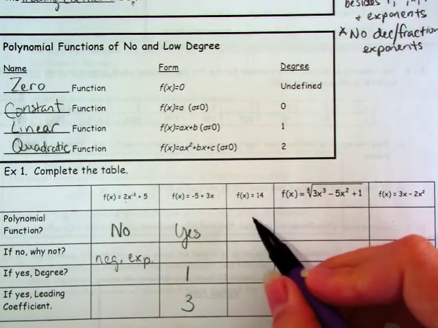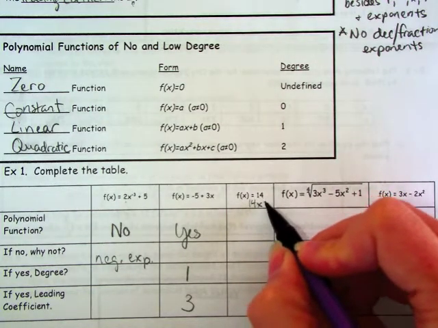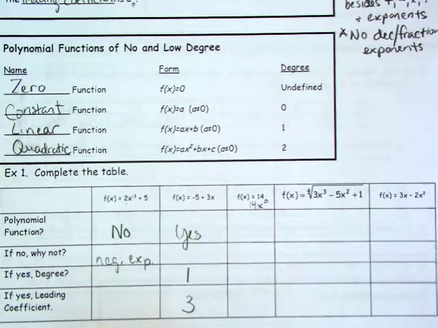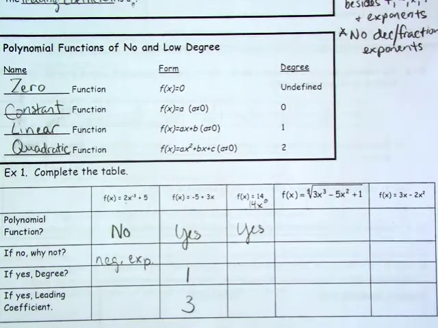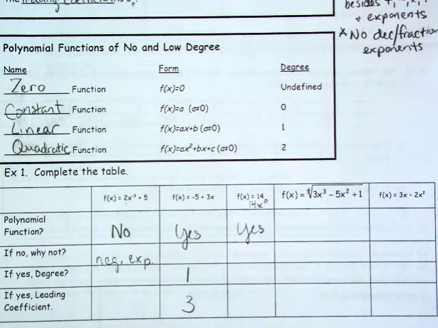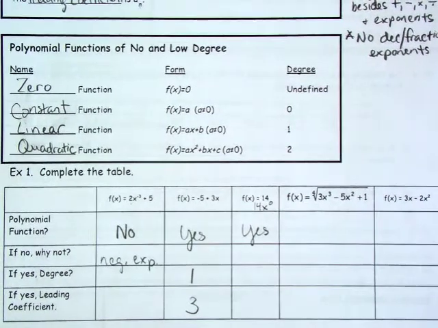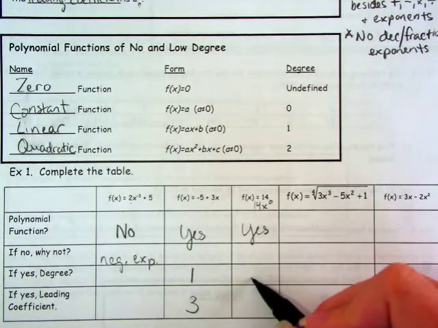So for the first one, we could think of this as 14x to the 0. That would be fine. Another way to look at that, because x to the 0 is the same thing as 1. So this is a polynomial, yes. We actually see it above. It's our constant function. It fits under the category of polynomial. And so it is a polynomial, so we want to look at what the degree is. Why don't you fill in what you think the degree is?